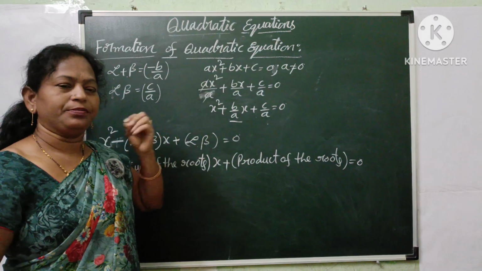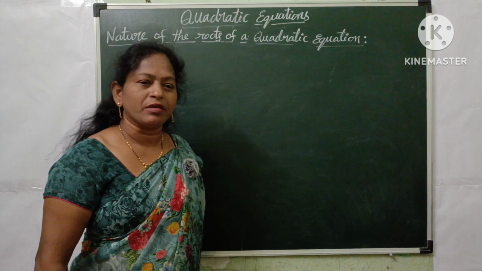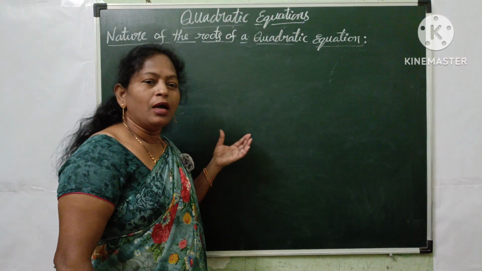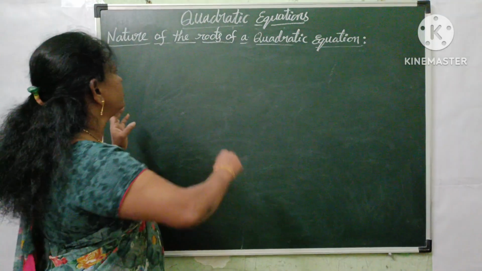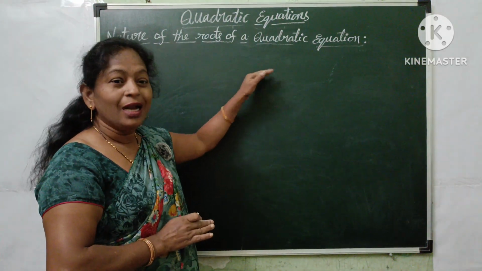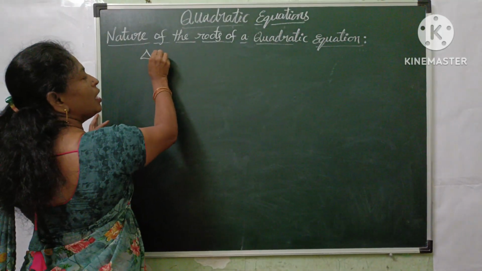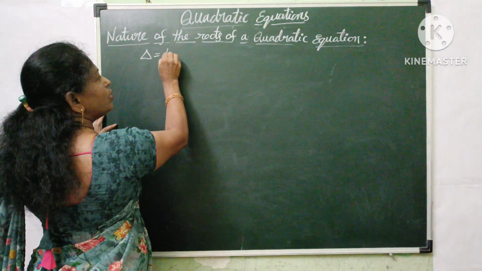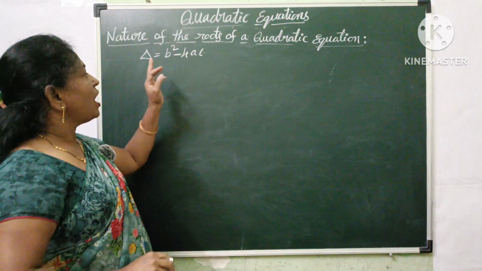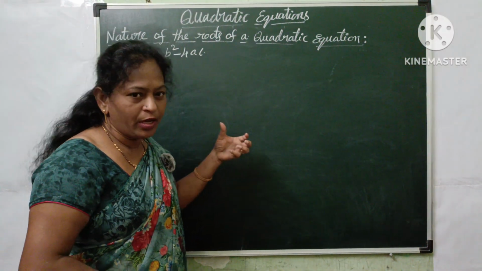Right. Next one is nature of the roots. Nature of the roots of a quadratic equation depends on the discriminant. Here what is the discriminant, delta or D? So delta equal to b square minus 4ac. Here the value of b square minus 4ac defines the nature of the roots.